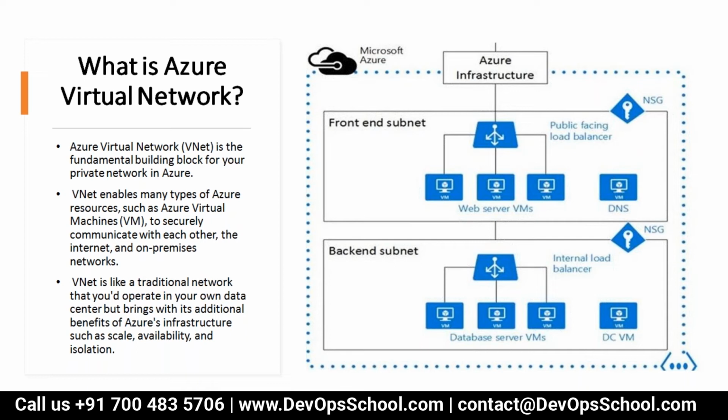Azure Virtual Network is the fundamental building block for your private network in Azure. VNet enables many types of Azure resources, such as virtual machines, to securely communicate with each other, the internet, and on-premises networks. VNet is like a traditional network; it is nothing but a network only, but it is available in the cloud.